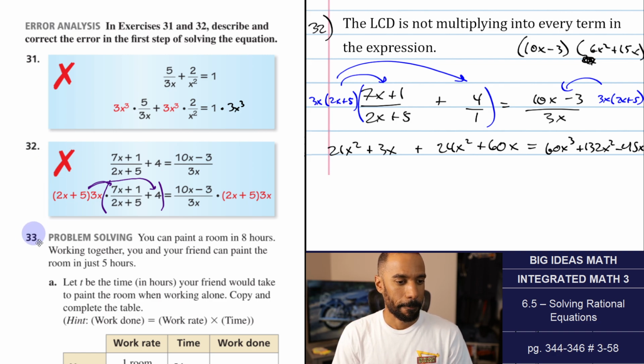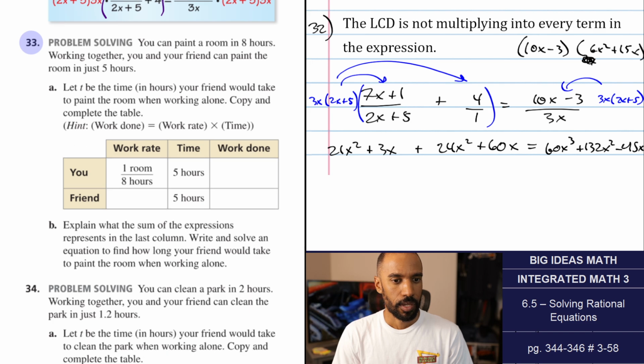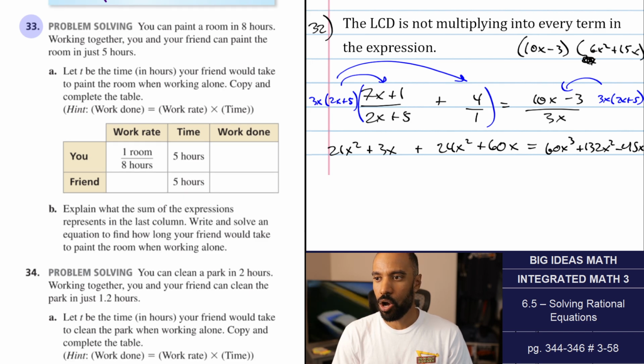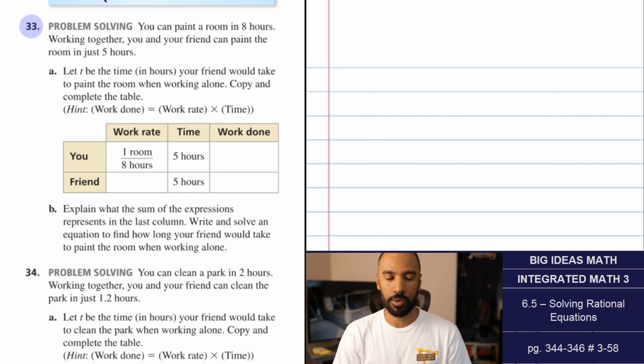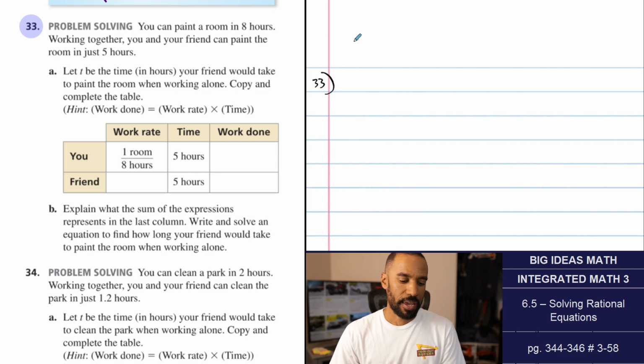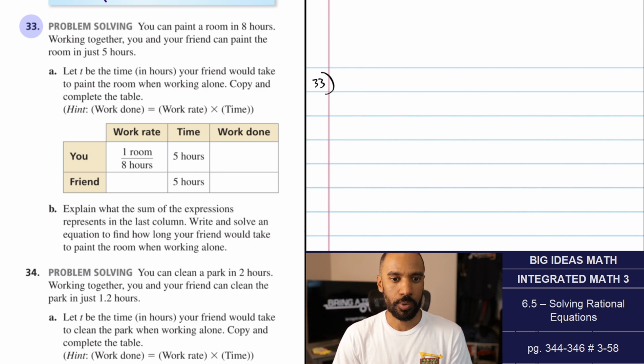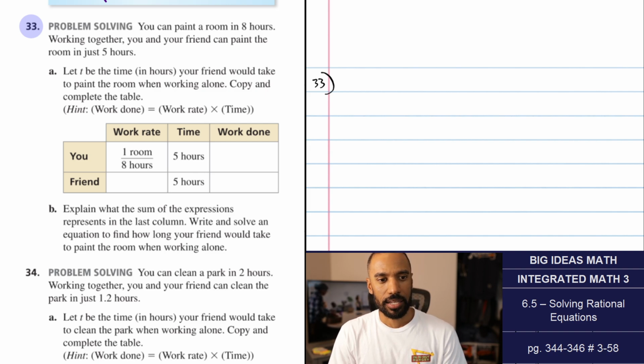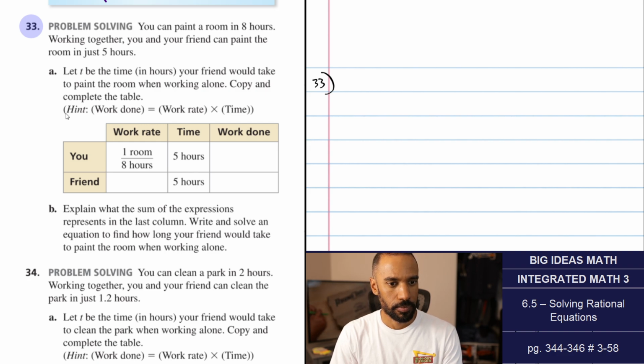Number 33, problem solving. Oh, these questions are back. That makes sense. These are equations. They didn't show up in the lecture portion, though. I was bringing these up in the last section. You can paint a room in 8 hours. Working together, you and your friend can paint the room in just 5 hours. Let T be the time in hours your friend would take to paint the room when working alone. Copy and complete the table.